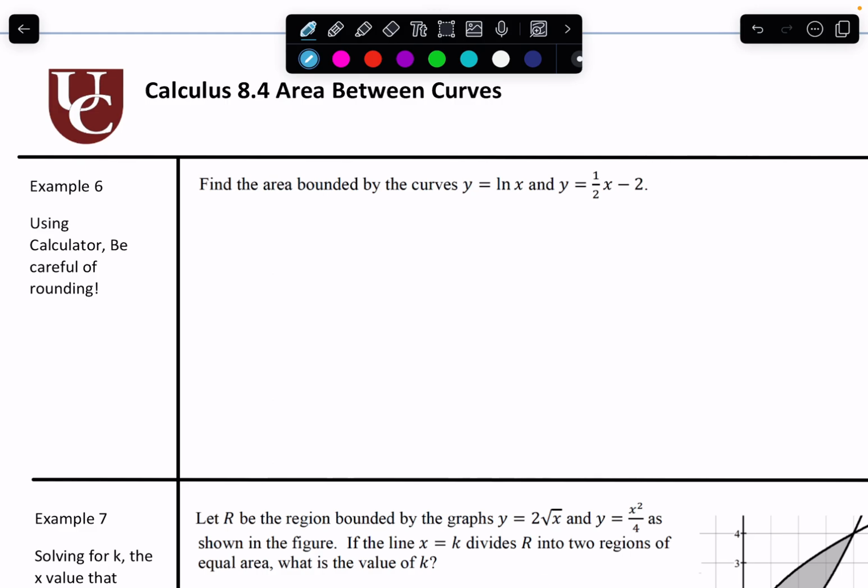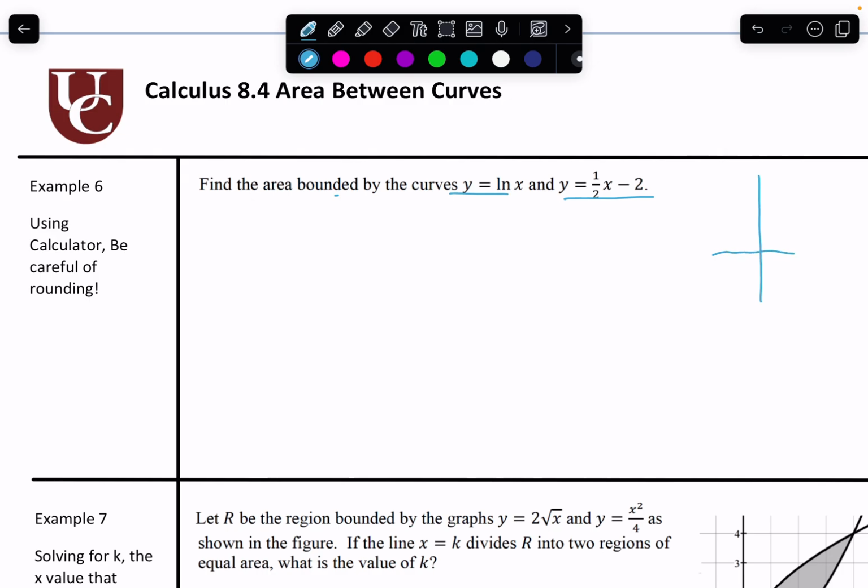This is the third video, and we just have a few more examples to go through. So for 6, it says find the bounded areas by the curves y equals ln of x and y equals 1/2 x minus 2. And so we're going to need a little sketch here.